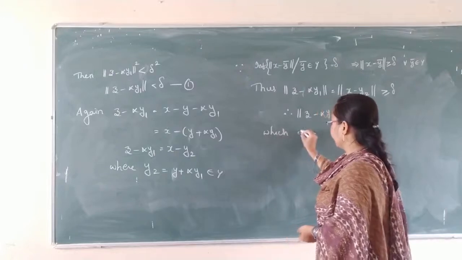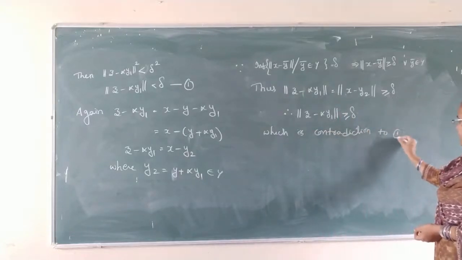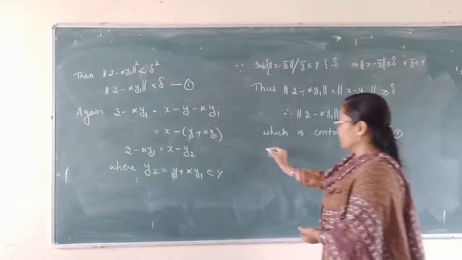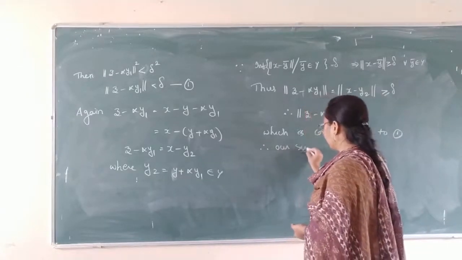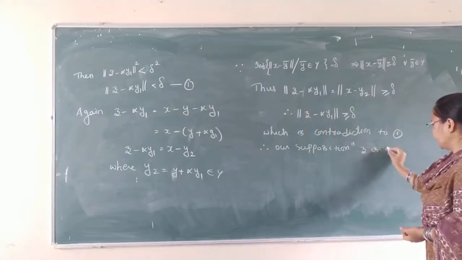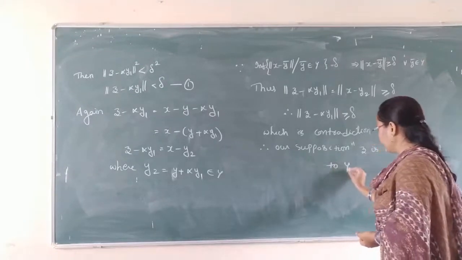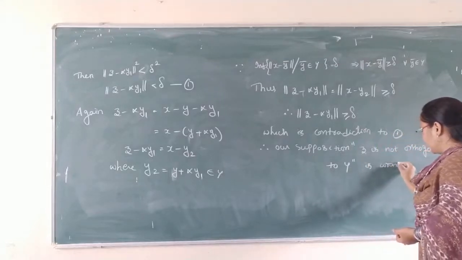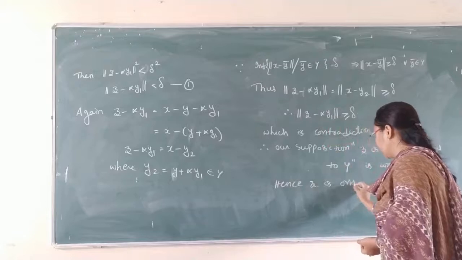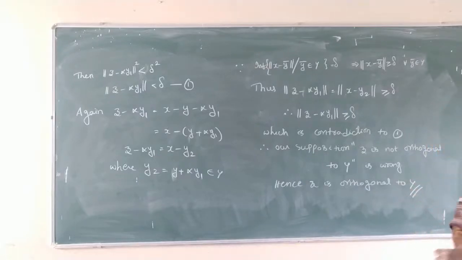So which is a contradiction. Contradiction means to say our supposition is wrong. What is our supposition? Z is not orthogonal to Y. That is wrong. So hence Z is orthogonal to Y. Okay, hence proved. This is our required condition.